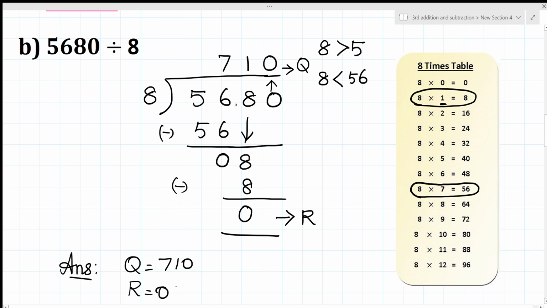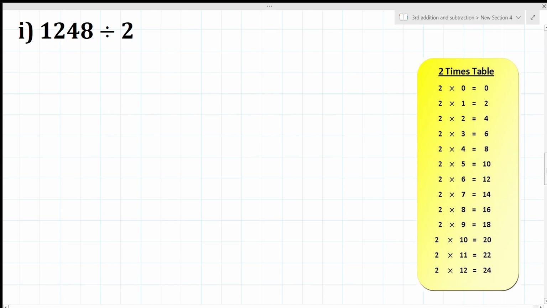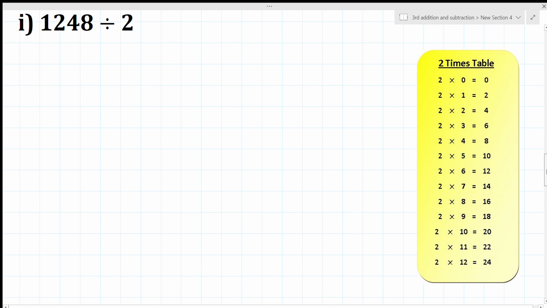Is this clear, children? Yes. We'll move to the next question. Next question is 1248 divided by 2. 2 is the divisor and 1248 is the dividend. Now we have arranged the numbers.